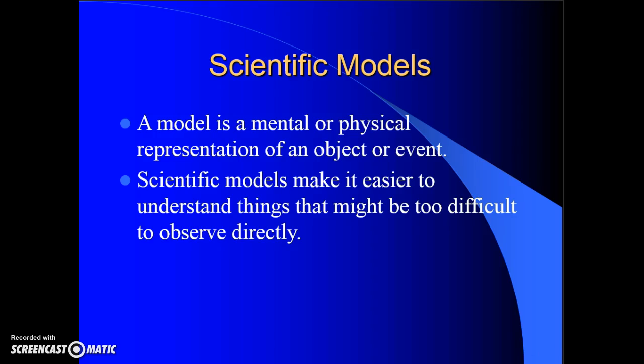Scientific models are often employed when it's impossible to visualize the actual process or structure. A model is either a mental or physical representation of an object or event, and they're used to make things easier to understand that might be too difficult to observe directly.